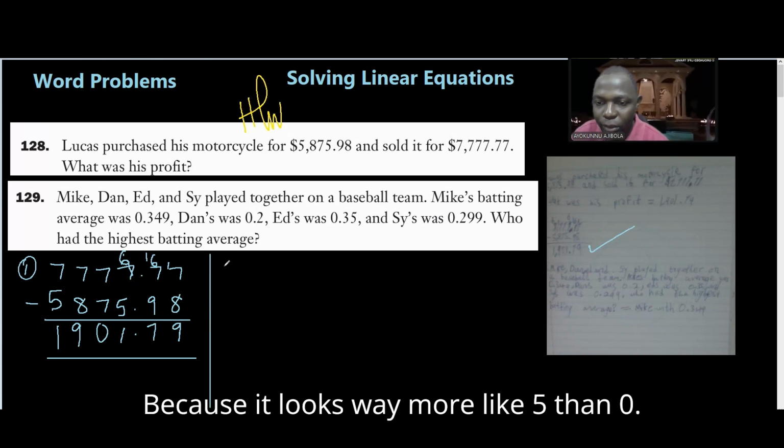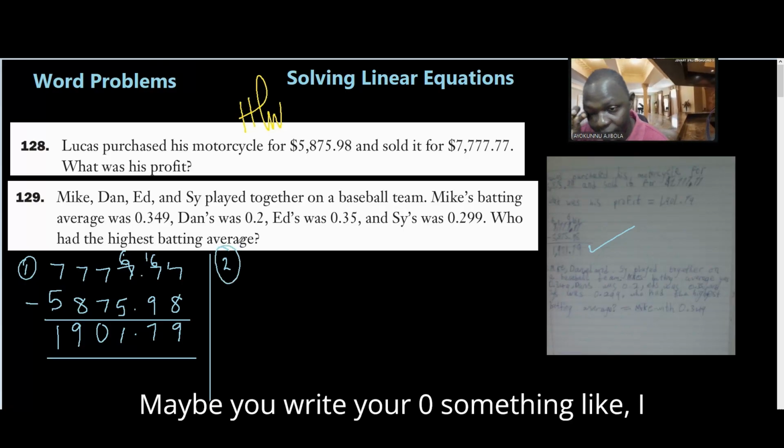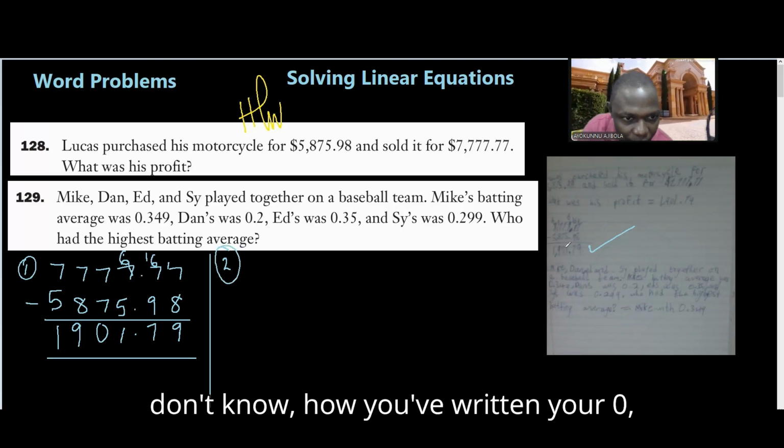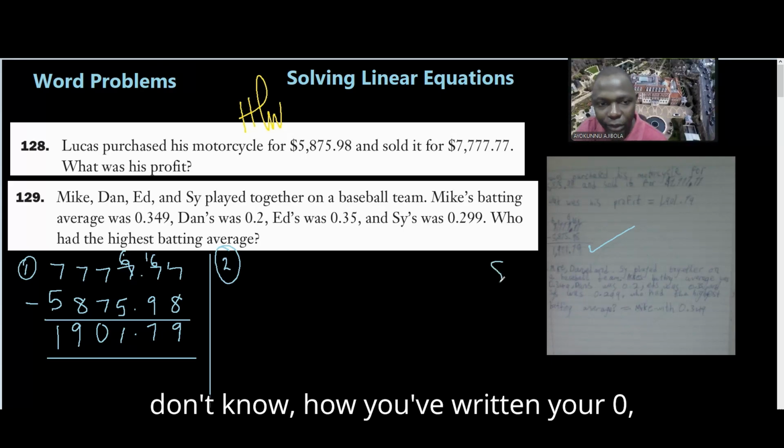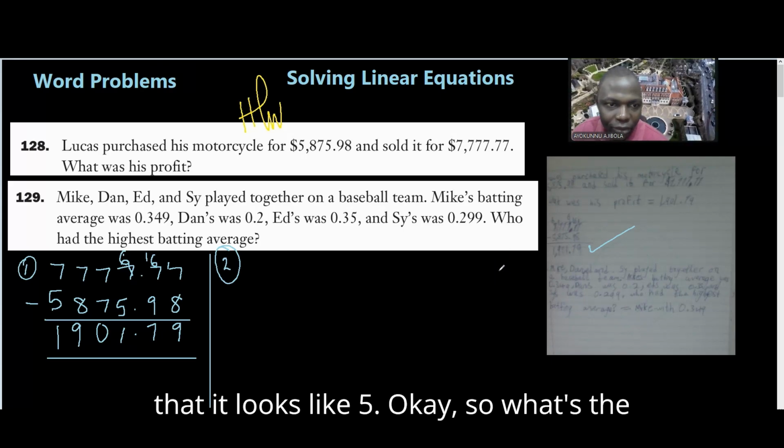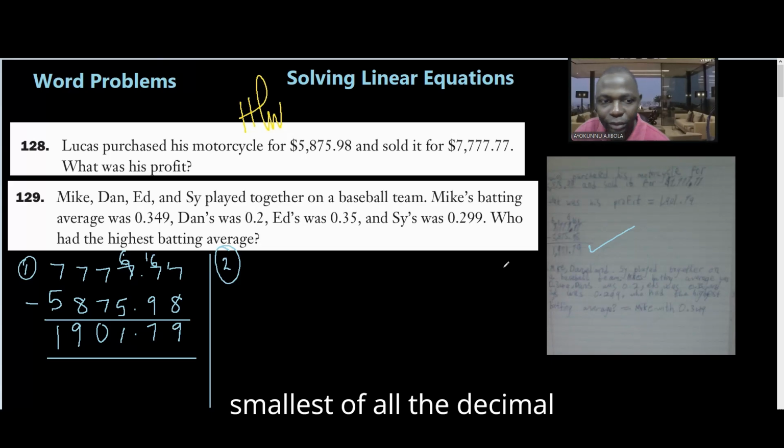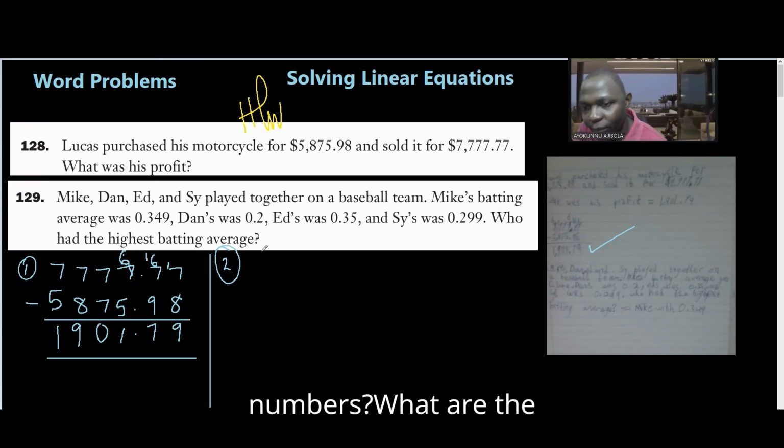Okay, now to the second one. Because it looks way more like 5 than 0. Maybe you write your 0 in a way that it looks like 5.